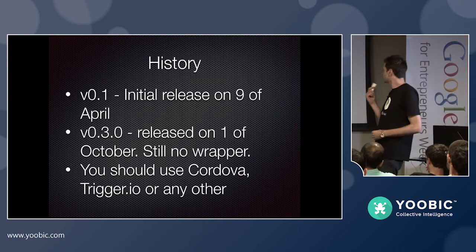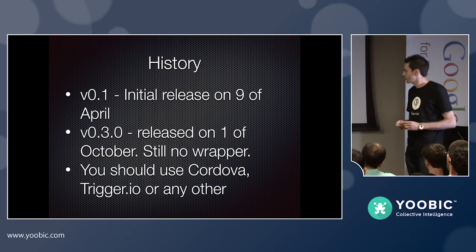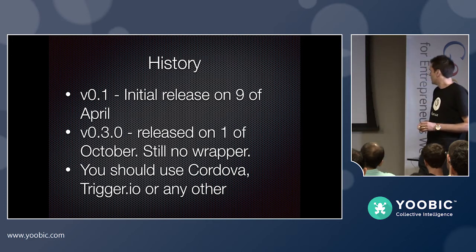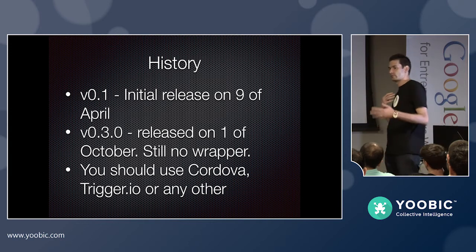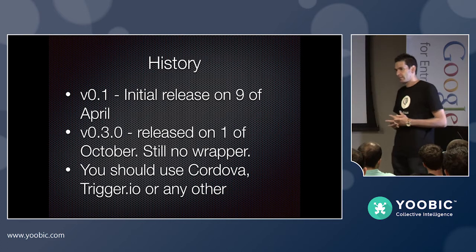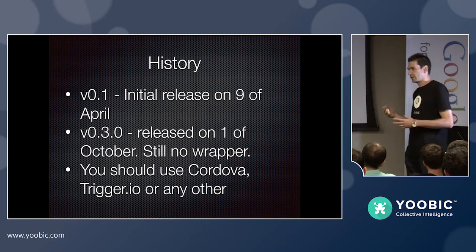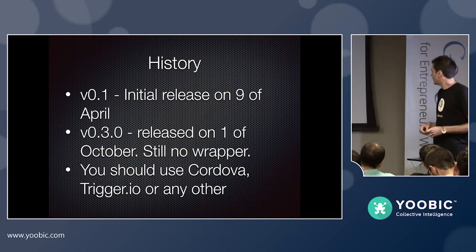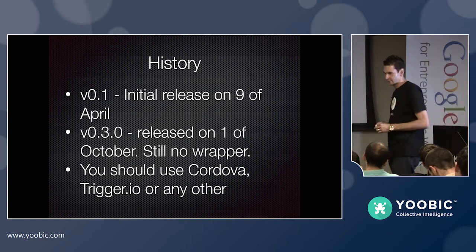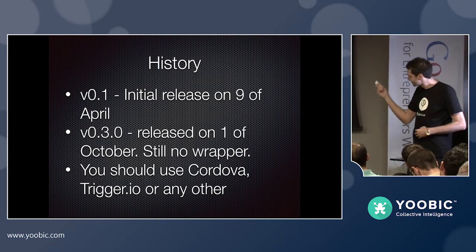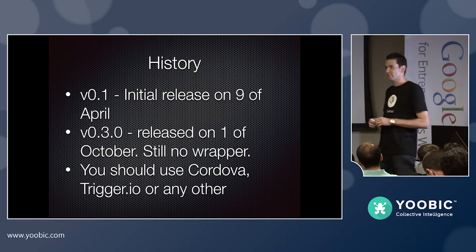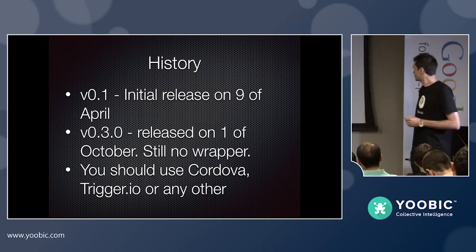They have version 0.1, which they had on 9th of April, and currently we are on version 0.3. There is still no wrapper. I mean, if you write your application, you write it in JavaScript. But if you want to wrap it specifically for some platform, for iPhone, Android, whatever, you have to use some wrapper. You can currently use Cordova, Trigger.io, or any other. There are a few. There were some rumors in August that they're going to release the wrapper in the 0.3 version, but it didn't happen. There are also other rumors that it's going to cost you money to wrap your application, but it's just rumors.